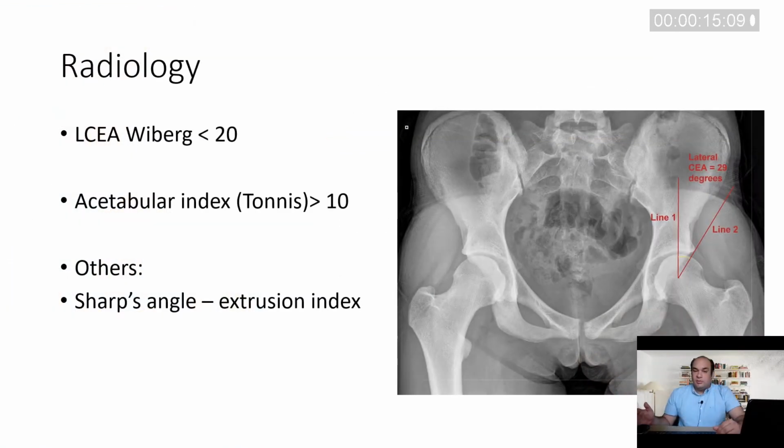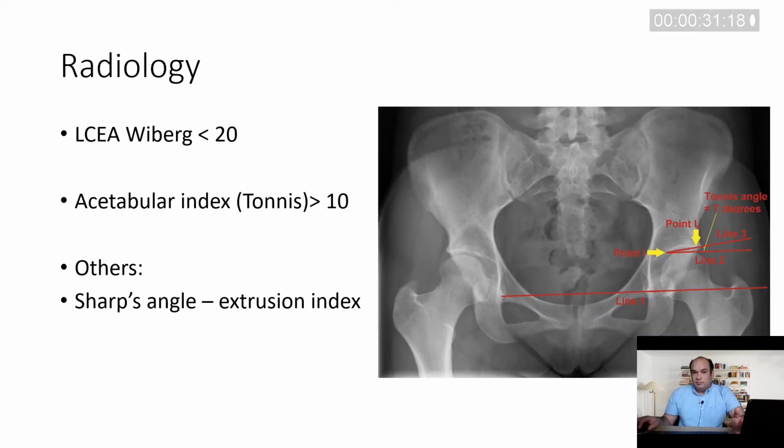The most common angle used to describe dysplasia is the lateral central edge angle. Less than 20 degrees indicates dysplasia. 20 to 25 degrees is borderline dysplasia. Acetabular index more than 10 degrees indicates dysplasia.